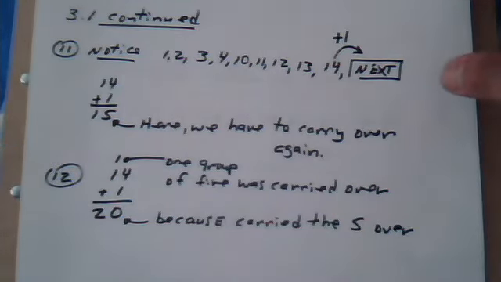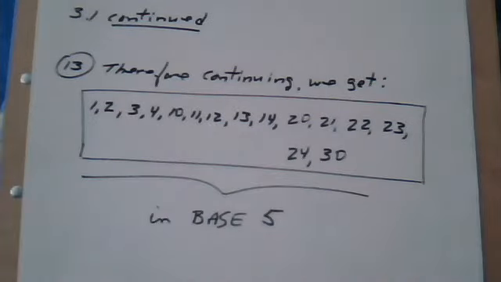Now, if you keep doing this, this would be the list of counting numbers, the first 15 counting numbers in base 5. This is what they look like. And notice they're counting, so I can't include the 0 because I have to have counting numbers.